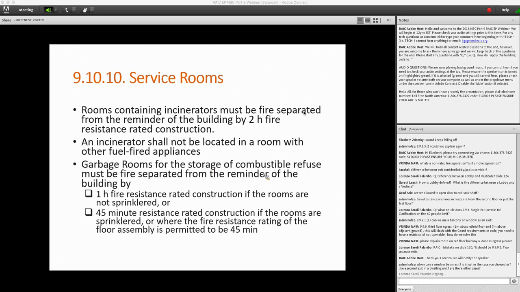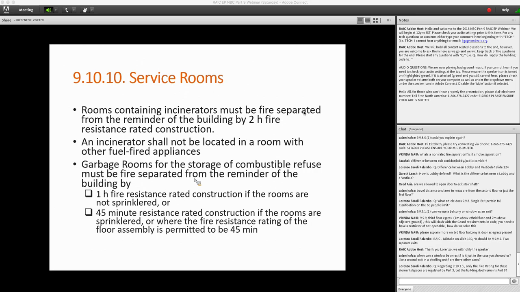The code also discusses the required fire resistance rating for a storage room or a garbage room. Typically, garbage rooms will be provided with a 1 hour fire resistance rating in a non-sprinklered floor area or a 45-minute fire resistance rating if the rooms are sprinkler protected.